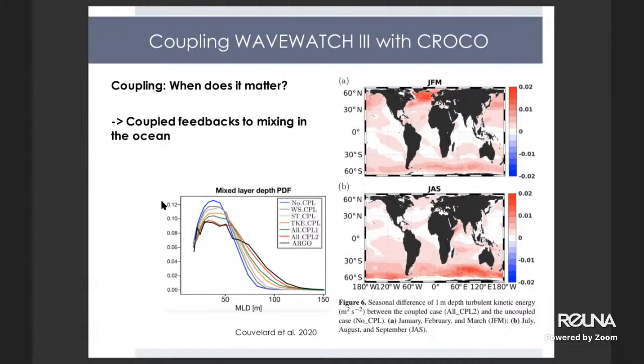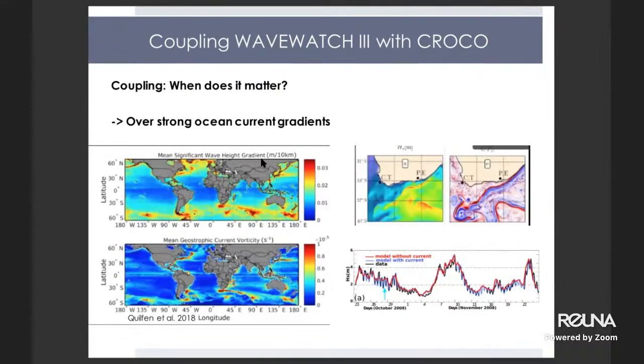And on the left, you have the impact of this wave coupling on the mixed layer depth distribution. And in black, you have Argo, in situ data. In blue, you have the ocean-only case, so with no coupling with waves. And all the other colors are different levels of coupling, with the red being the fully coupled model. And you can see that it's clearly closer to observation. Also, coupling between wave and current can be seen as very important in strong oceanic current gradients.